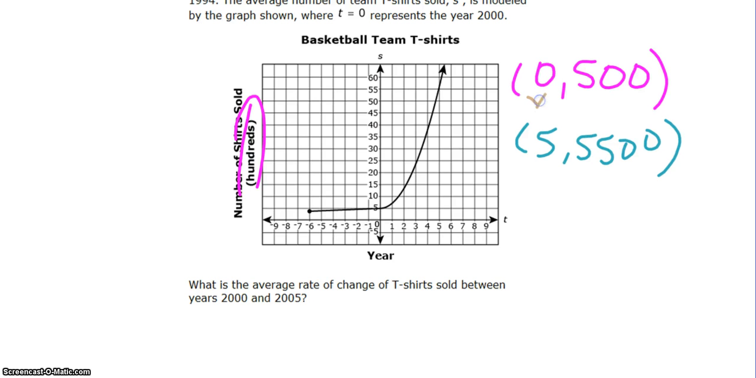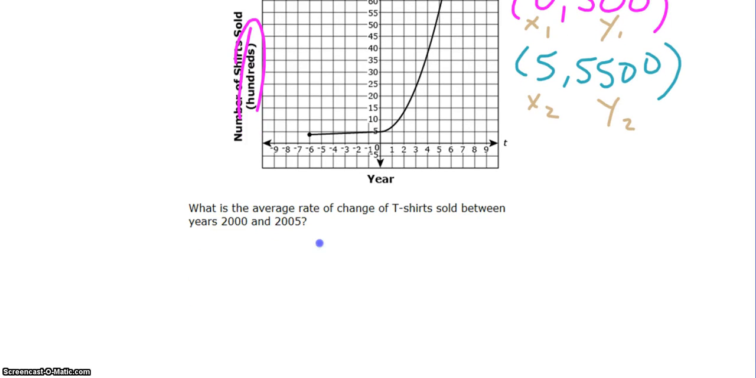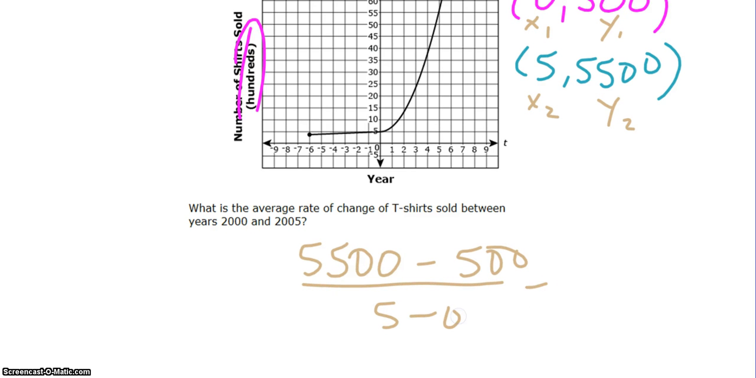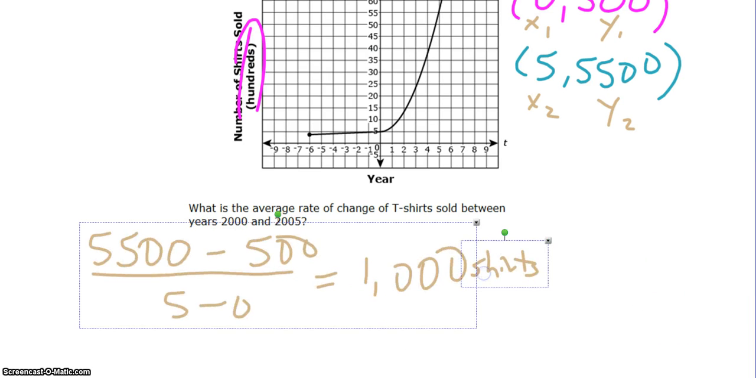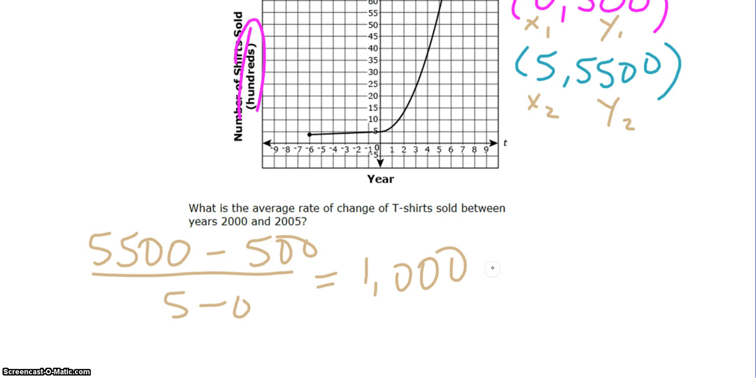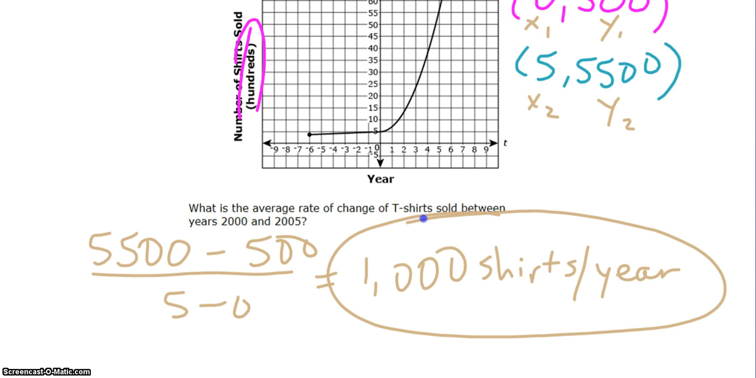So X1, Y1, X2, Y2. So, sliding down just a little bit, 5,500 shirts minus 500 shirts over 5 minus 0 gives me 1,000 t-shirts per year. I'm going to have to slide all that over. Shirts, I'll write that now that I have more space, per year. And that is your answer.